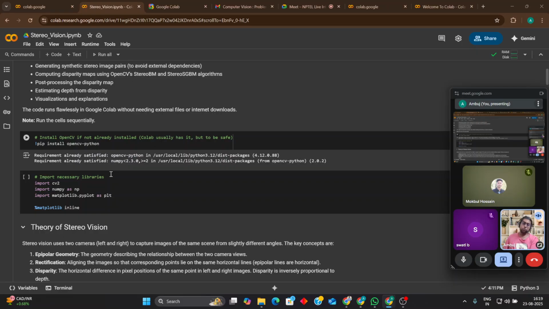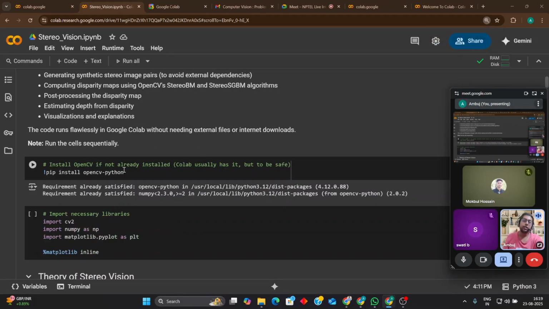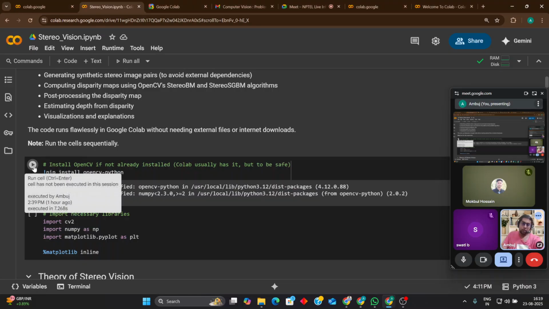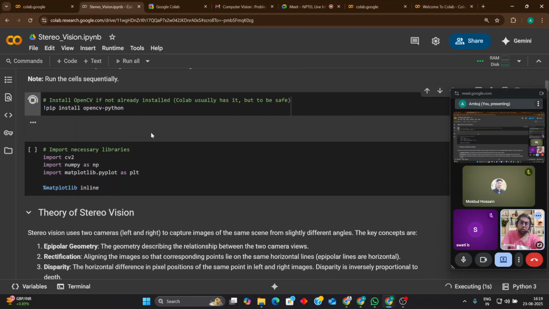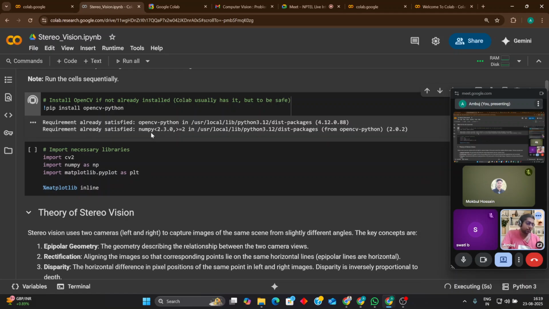So the library in front of us is this particular one. Here I have tried to install it: pip install opencv-python. First of all, I'll do this. If Colab already has it, it will say requirement already satisfied, because a lot of files are automatically downloaded into the disk, when my disk is loaded.